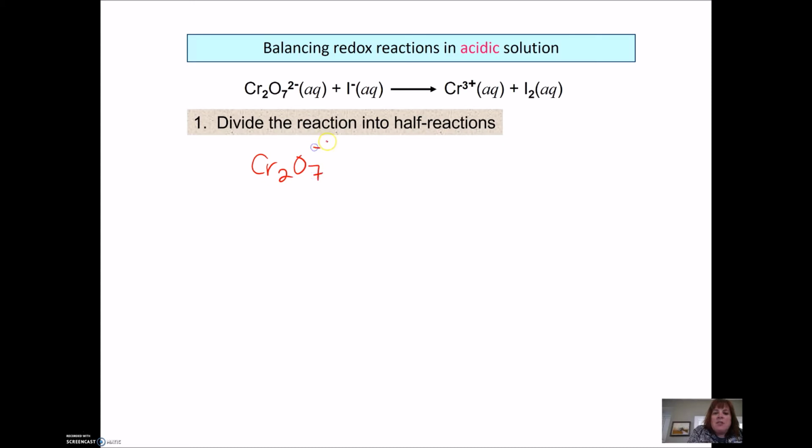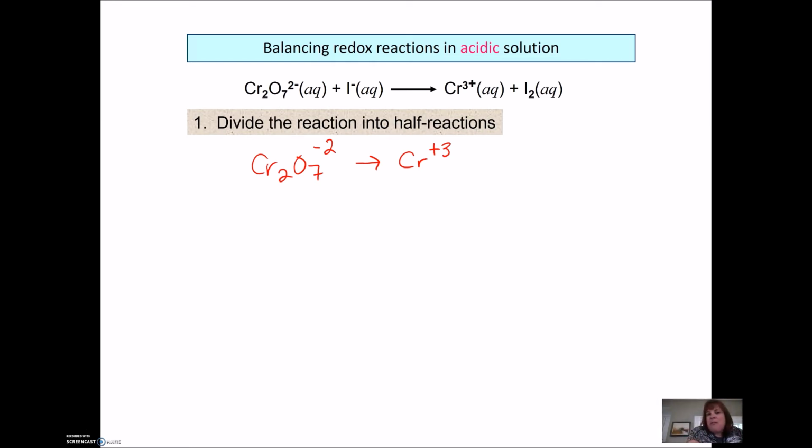Cr2O7 minus 2, and don't forget that charge. I always write it this way. I never write it 2 minus. And then the other matching thing for my chromium is this Cr plus 3. So you take the stuff that matches and pull it out and make it its own little reaction.